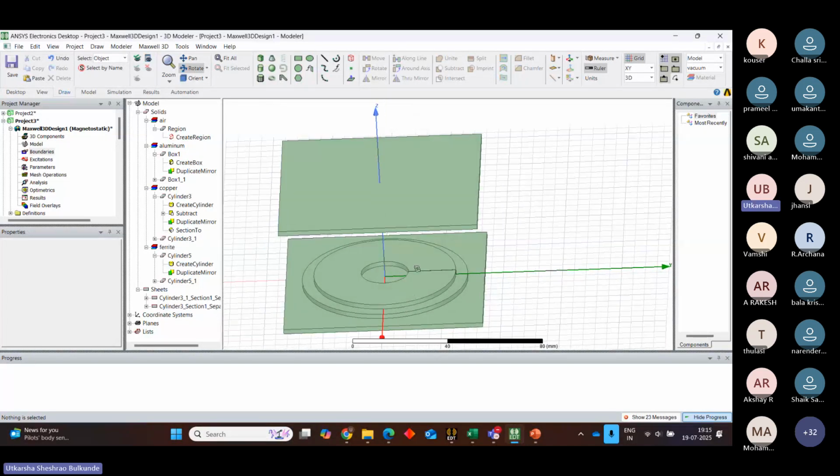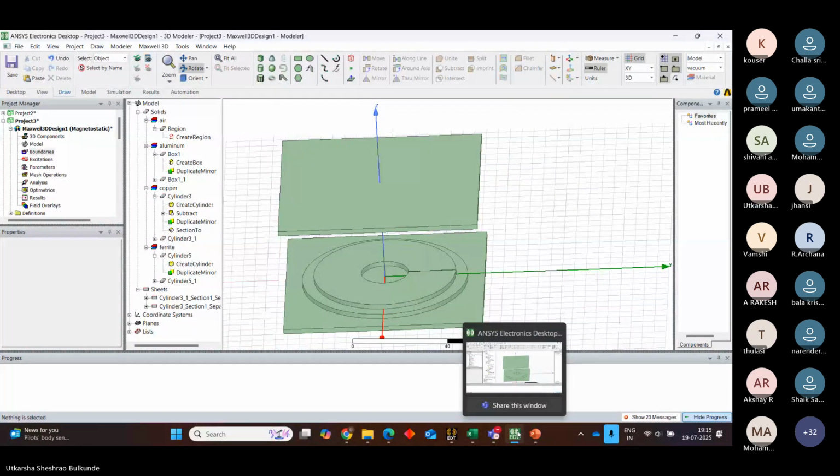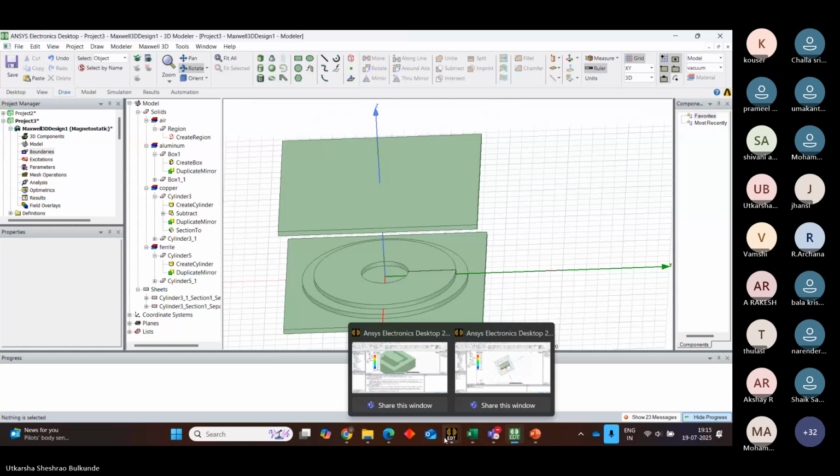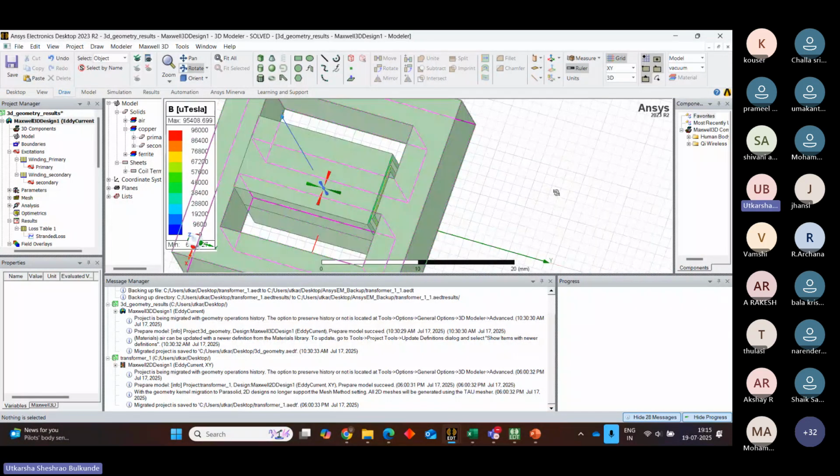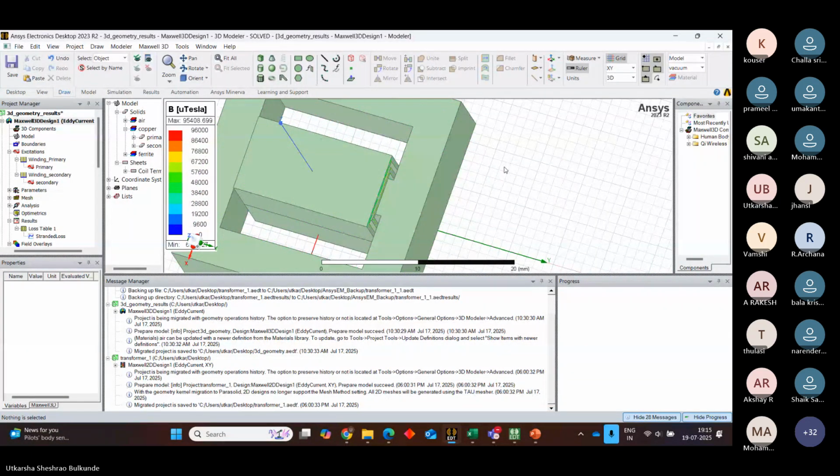So instead of sectioning it, you can put this rectangle also here. But this is also one of the ways to do it. While giving excitation to your 3D transformer, we have put a rectangle there, right? Do you guys remember? So here we have put this sheet, right? This is your 3D geometry, right? Transformer 3D geometry. Yes, ma'am.